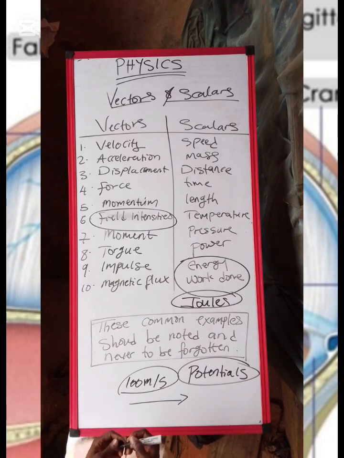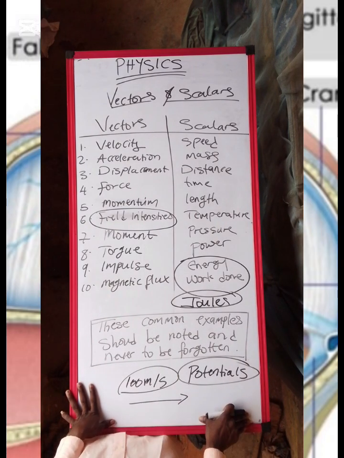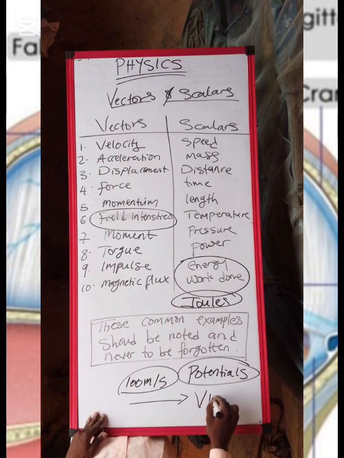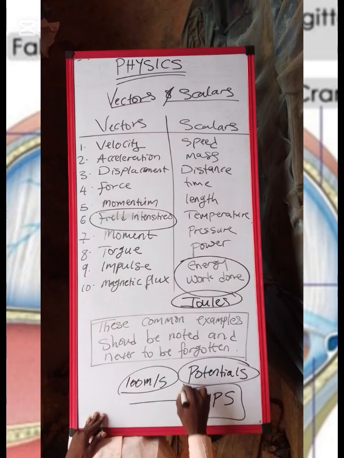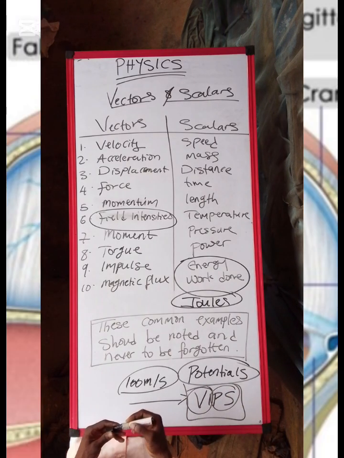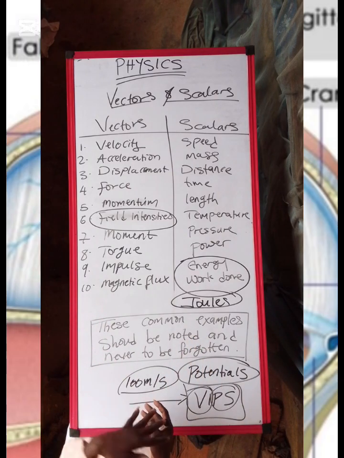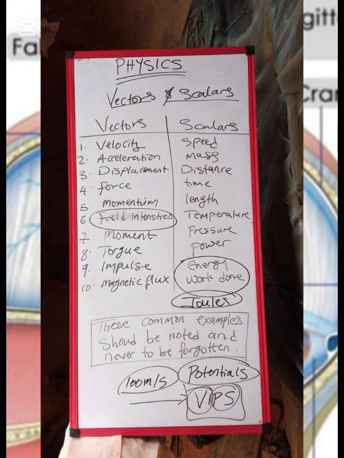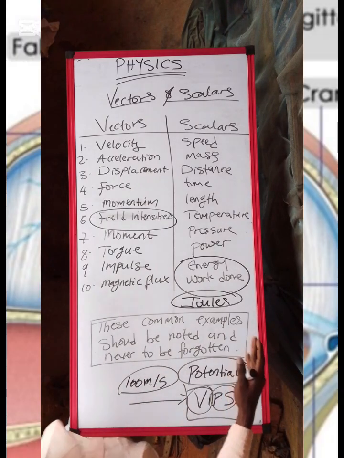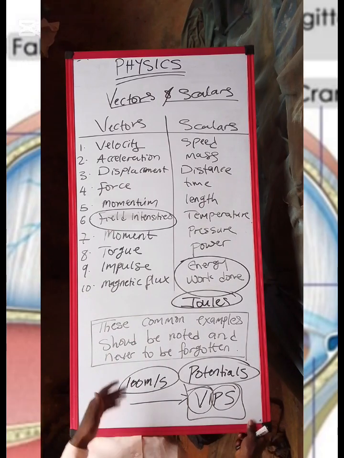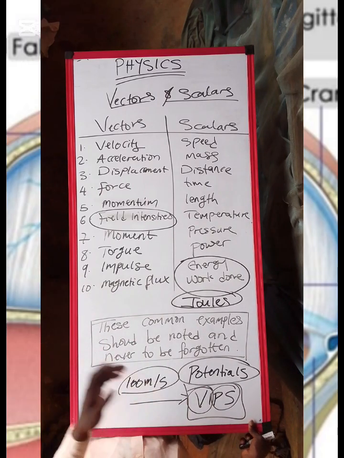In case you need a mnemonic to learn them, maybe you can even try VIPs. VIPs can be helpful, meaning that intensity is a vector, potential is a scalar. With this you can differentiate them, because students often confuse potential and intensity. Which one is vector, which one is scalar? You can use a simple mnemonic to put that in your head. These are very important, because most of the time your examiner will not just ask you what's a vector or what's a scalar, but instead test you on whether you know examples of vectors and scalars.